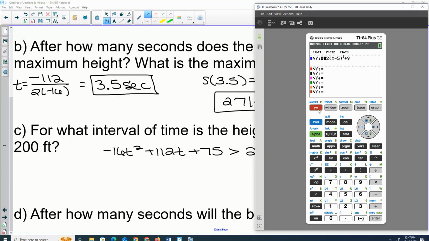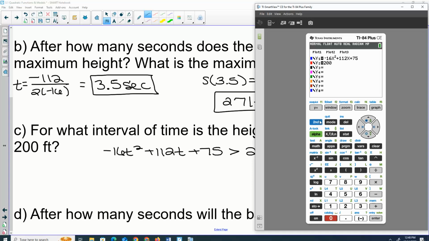And I'm going to go to my y equals, and I'm going to type in this equation. You can't use the variable t, you just have to use x squared. So for my y1, I type in the left-hand side, negative 16x squared plus 112x plus 75. And I'm going to go ahead for the second one, I'm going to type the other half, equal 200 for my second part.